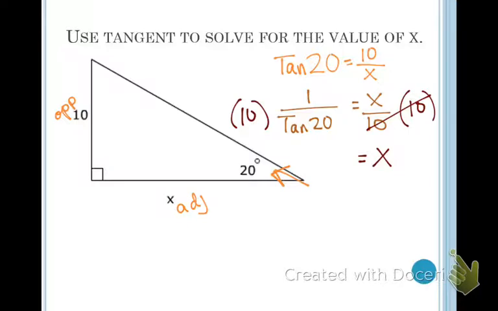Good. So what do we get? We're going to round to the tenth here. I know it doesn't say it. 27.5. Go ahead and flip.